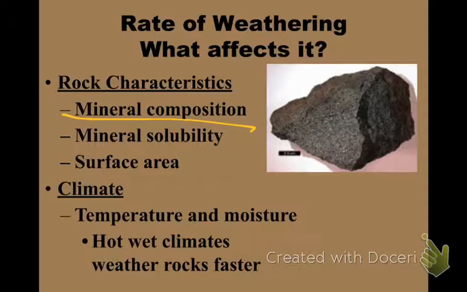So depending on the kind of mineral within the rock is going to depend on how quickly it will weather and the type of weathering that will occur. If it is a rock that has a lot of iron in it, it's more likely to experience oxidation. If it is a rock that has a mineral in it that is very soluble, which means it can dissolve in water, then that rock is more likely to weather very quickly, especially if it's an area that has a lot of moisture within the air.